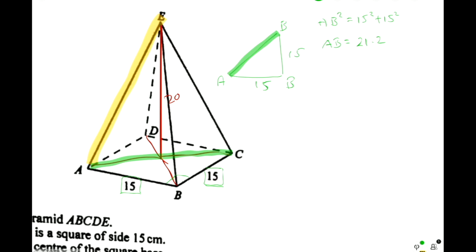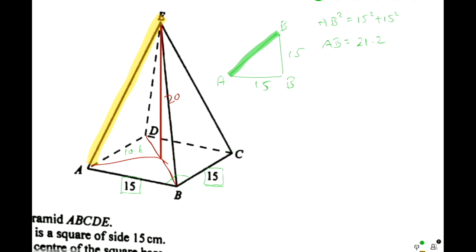AB equals to 21.2. Okay, so that's 21.2. 21.2 is the whole thing. So I need to divide by 2 to find 1/2. So 1/2 of it is 10.6.